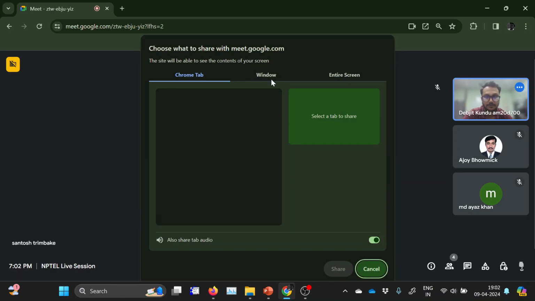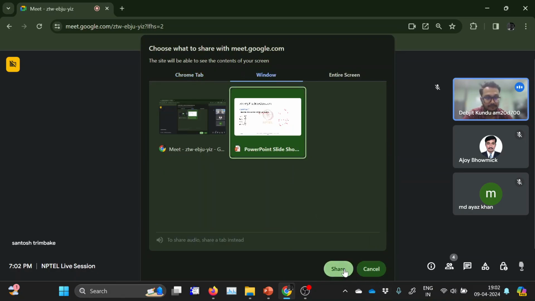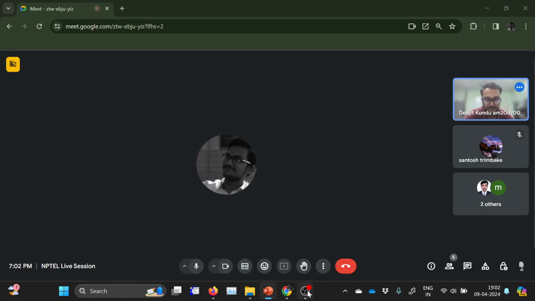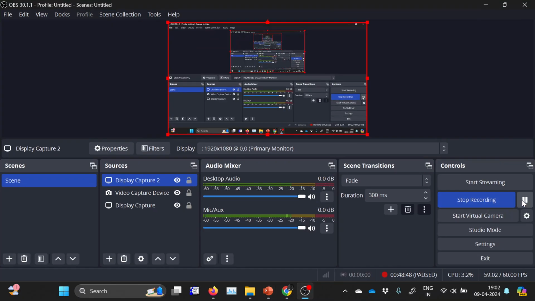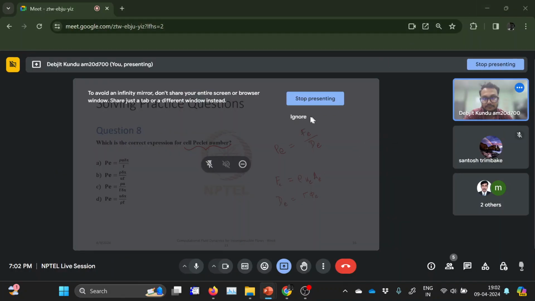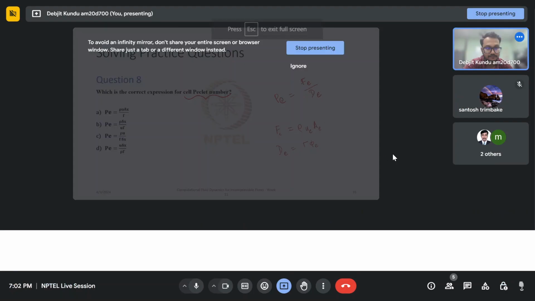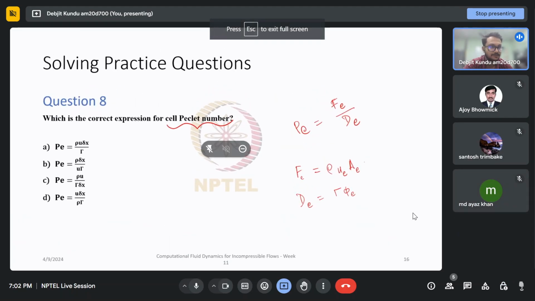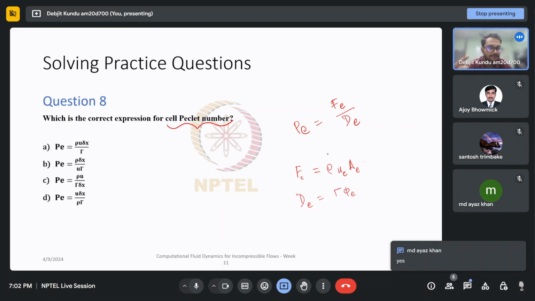Sorry, there was a power cut here. I'm again sharing. Just let me know if you can see the screen. The screen is visible, right? Hello. Am I audible in the first place?